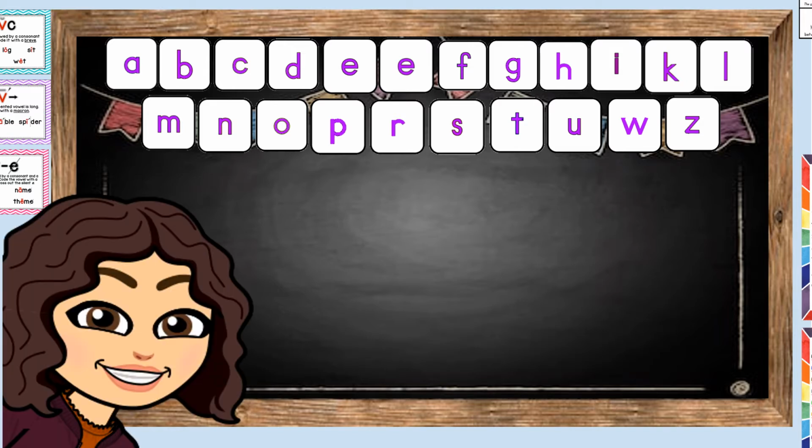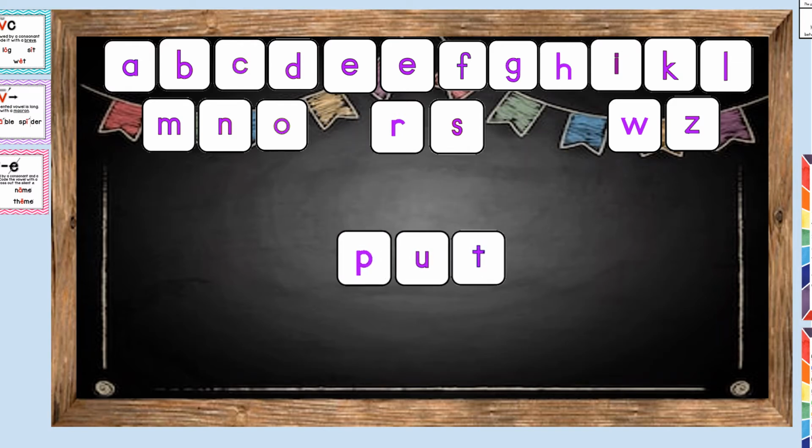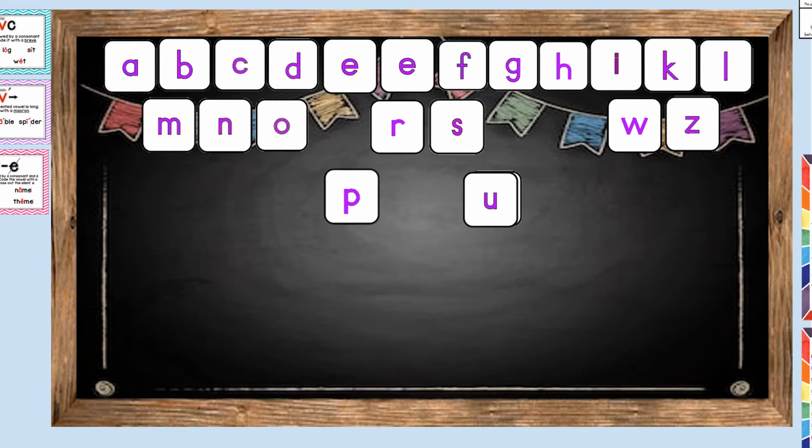Here's our first word. Listen carefully. Put. Put. How do we make the word put? What letters do we need? Remember, sight words are words that do not follow the rules, so they are words we need to have memorized. Let's read this word together. Put. I put the water on the table. Let's put our cards away.